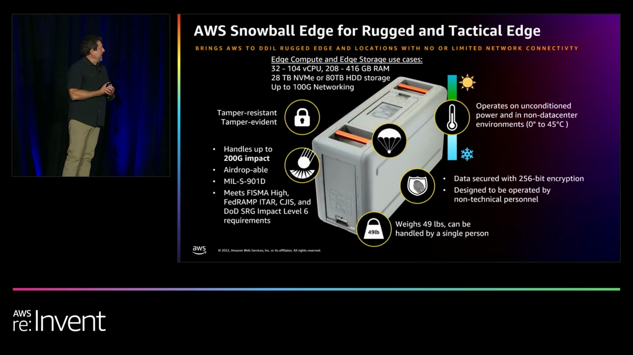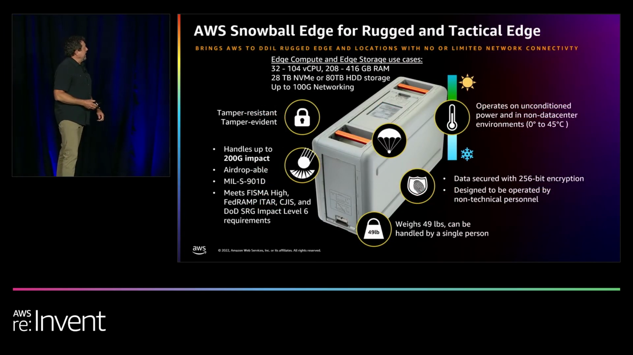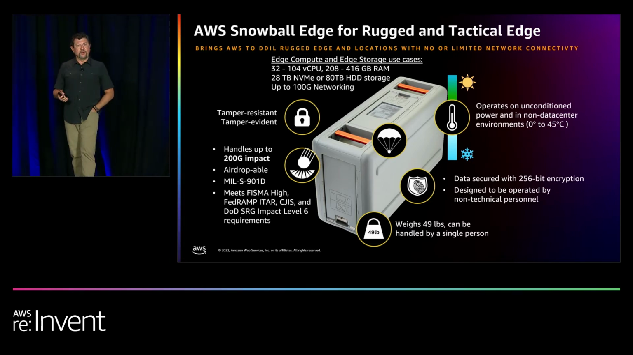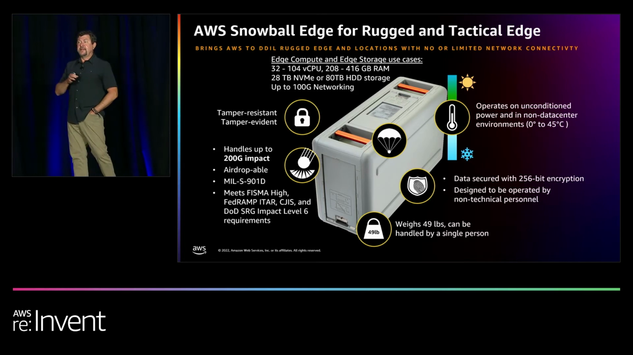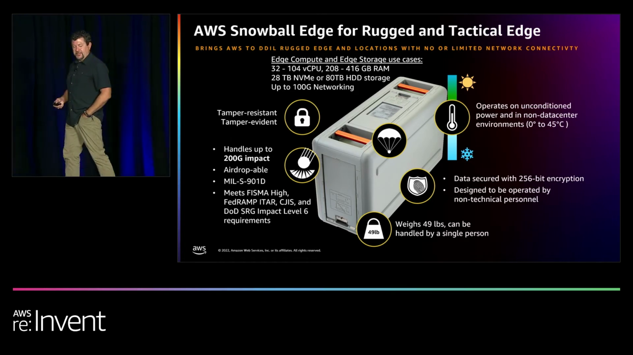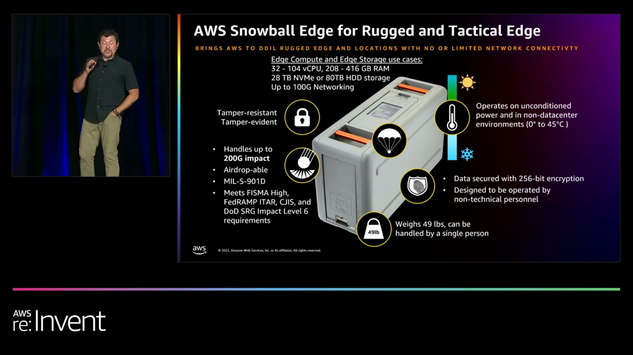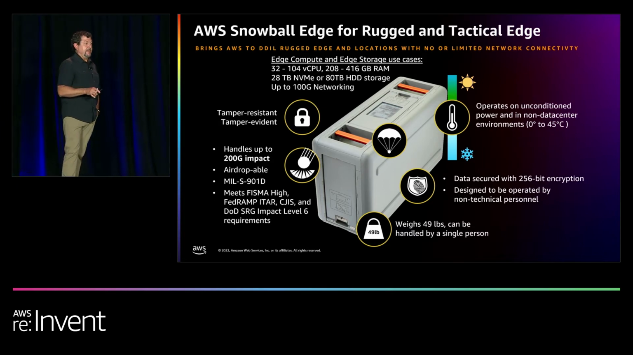So this is the Snowball Edge. This is the suitcase-sized device. It comes in various configurations that you can order, going from compute optimized to storage optimized configurations. We actually just recently refreshed the compute optimized version of this about a month and a half ago.